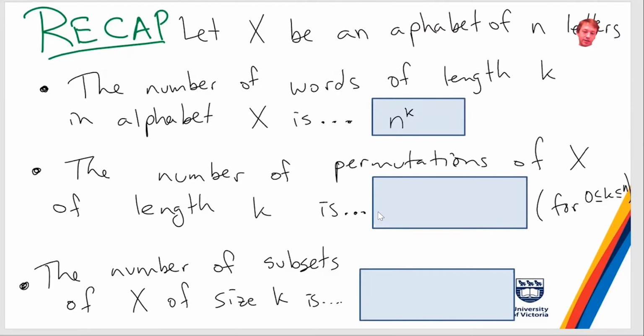The number of permutations of length k, which is a word of length k where you don't have repeated symbols, is P(n,k), which we learned is equal to n factorial over n minus k factorial.